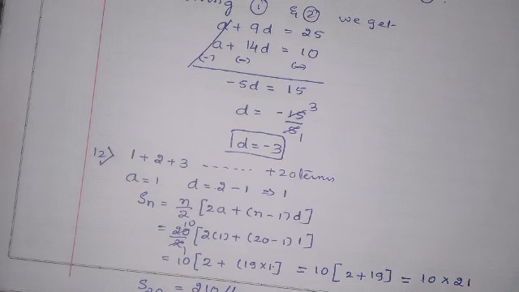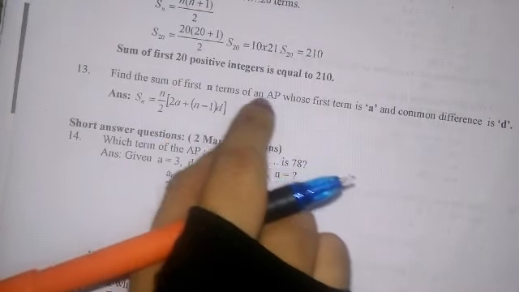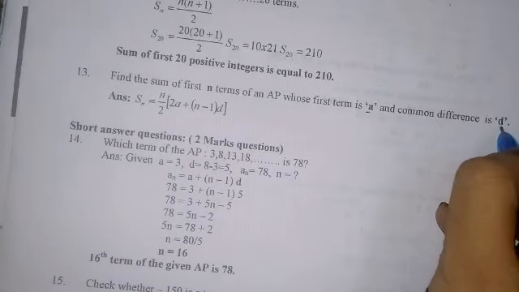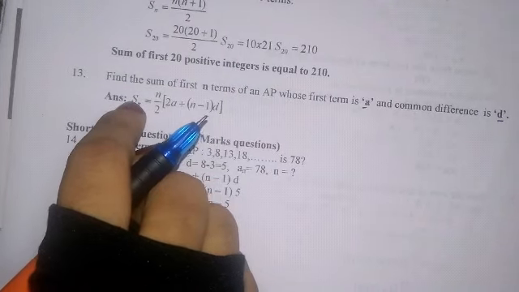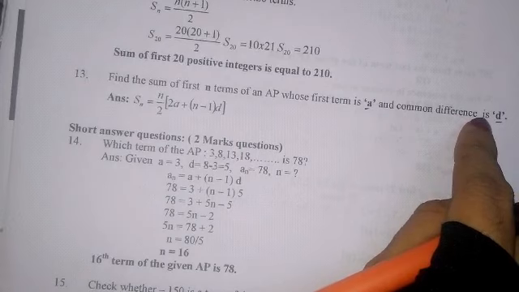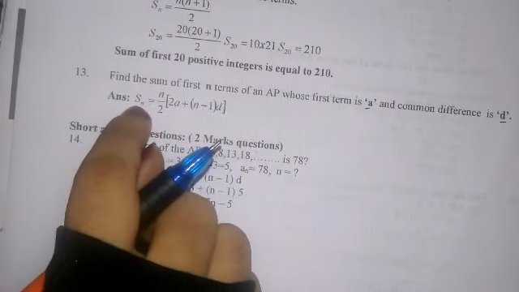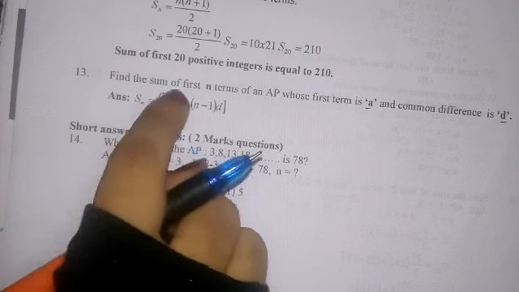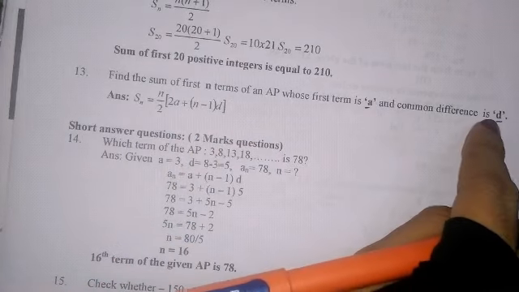Let us see the next question. Here they have asked: find the sum of first n terms of an AP whose first term is A and the common difference is D. Find the sum of n terms. We know that they have asked for the formula here. When they ask this question, you have to understand that we have to write the formula: Sn is equal to n by 2 times 2a plus n minus 1 d.